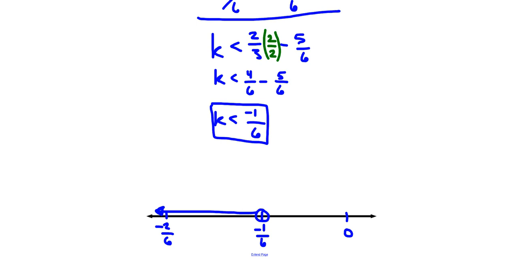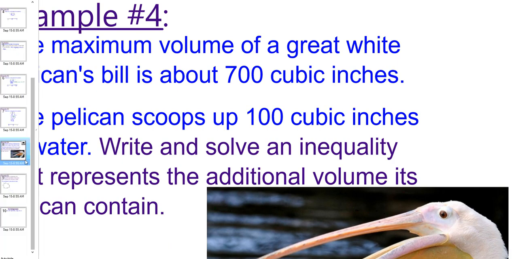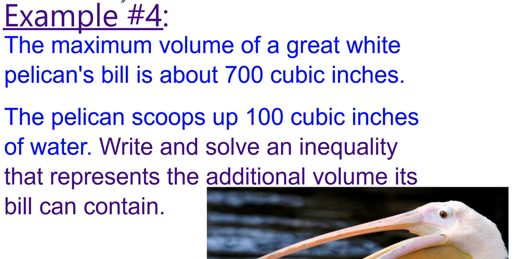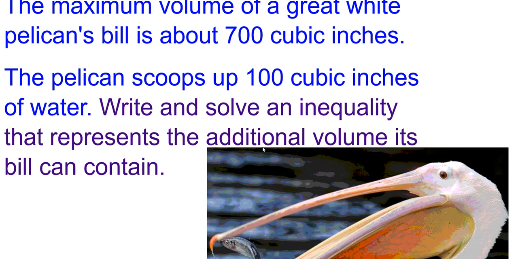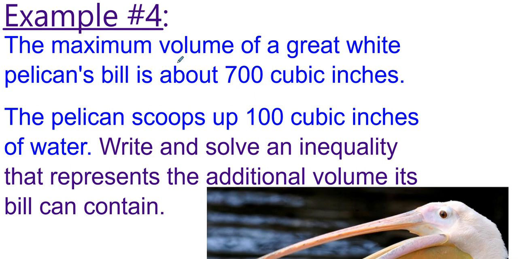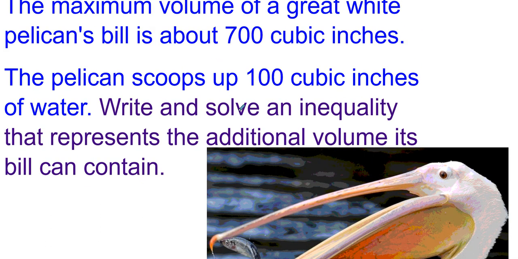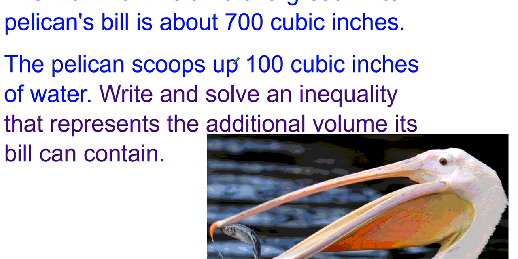All right, so we just have another 2 examples to go, and then we'll be done with this lesson. So example number 4, it says the maximum volume of this great white pelican's bill is about 700 cubic inches. So the maximum volume. So we can hold 700 or less in that bill. 700 cubic inches or less. It says the pelican scoops up about, exactly 100 cubic inches of water. So it's scooping up 100 cubic inches. Then I need to write and solve an inequality for the additional volume its bill can contain.